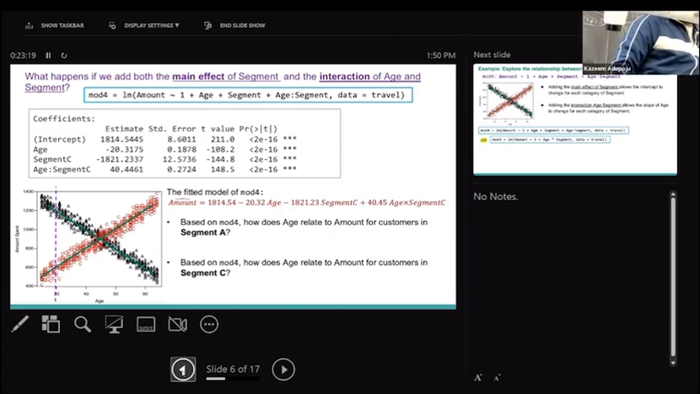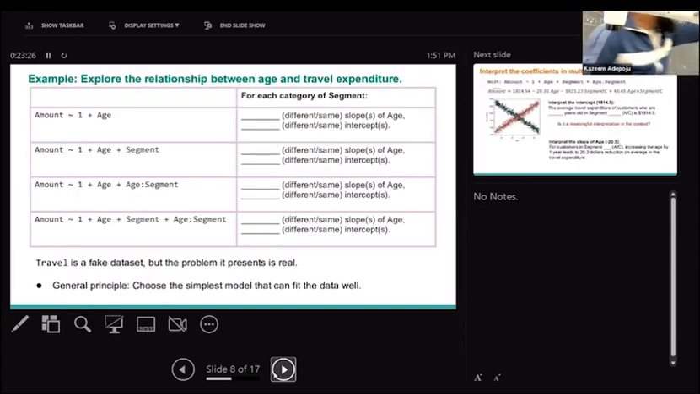It is significant. Anyway, now I'll give you more. Now, take a look at the first one. What would be your answer when you use the first model? It's assuming same slope, same intercept.